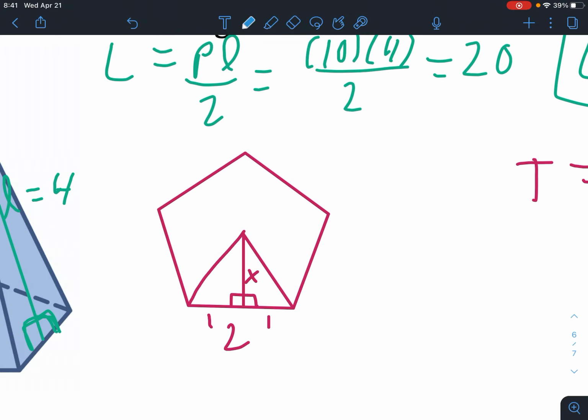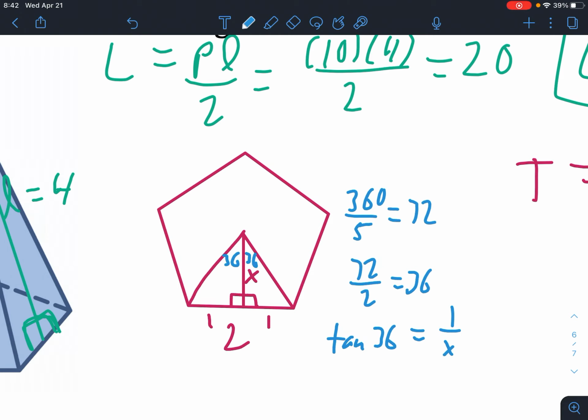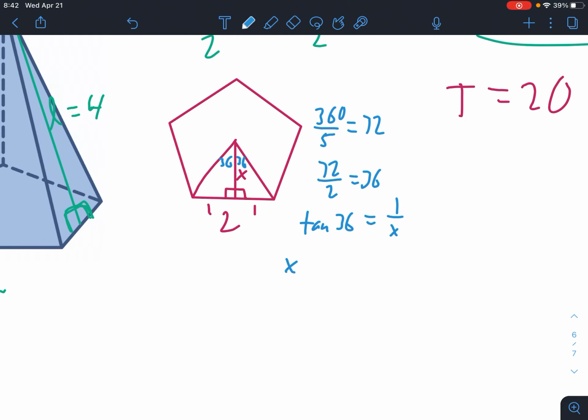So once again, we can do 360 over 5 because there's 5 central angles, and that's 72. And then cut that in half, we get 36. So both of these angles up here are 36. So to get x, we can do tangent 36 equals opposite over adjacent. And then same as before, x equals 1 over tangent 36. Okay, so if we put that into our calculators, we should get x is approximately 1.376. That's our apothem.